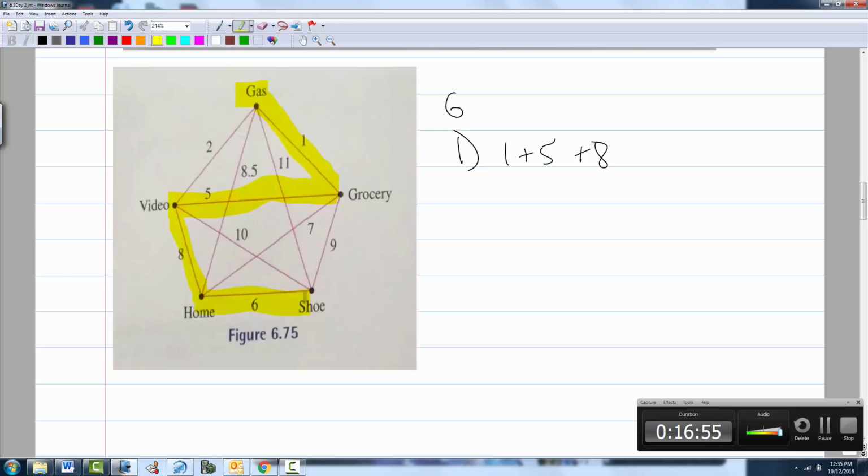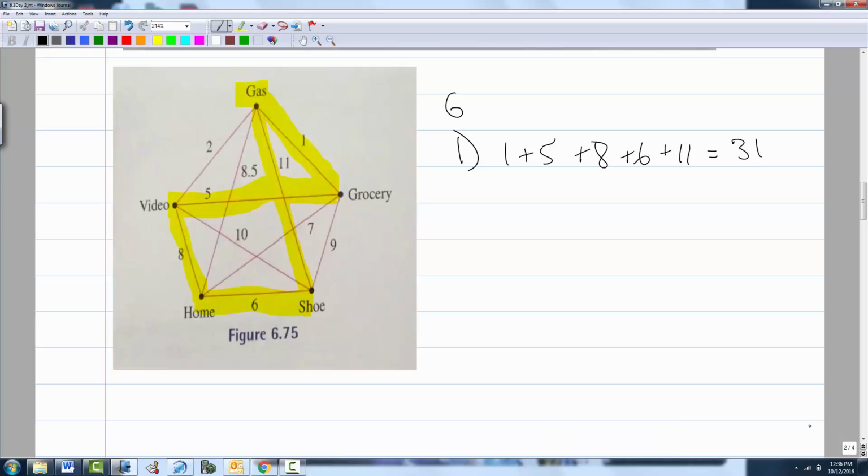Then 6. Then where do we have to end up? Gas, which is a what number? 11. Make sure that we don't miss those numbers. Okay, that's 31. All right, now, before I move on to the next one, does this mean I live at the gas station, I start from the gas station and end up at the gas station when I'm done?